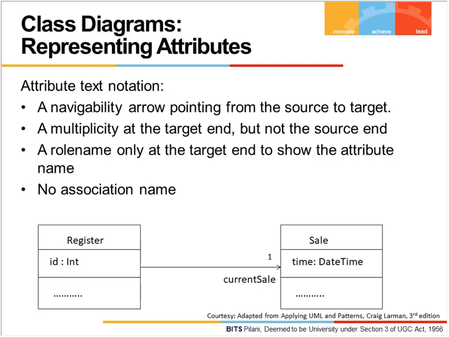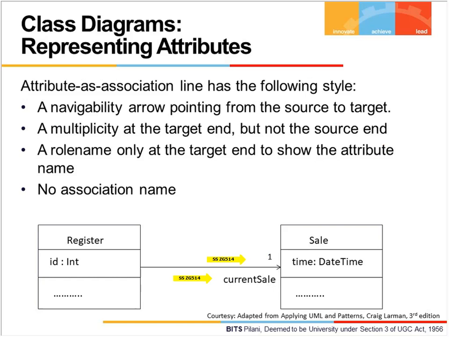So this is one way of representing attributes, which is called attribute text notation. The other way of representing the attributes is this notation, okay, wherein I'm putting an association line signifying that the Register class has an attribute of the Sale class which is named currentSale, okay, and its multiplicity is 1. So my Register class has one attribute of Sale, and it is named currentSale.